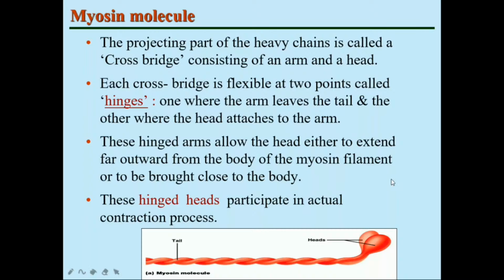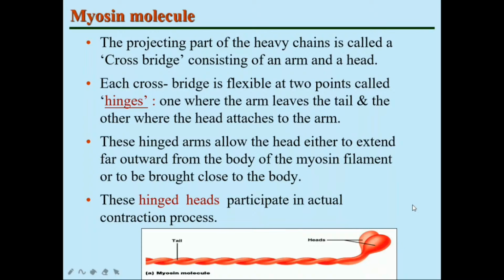Each cross bridge is flexible at 2 points called hinges. One where the arm leaves the tail, and the other where the head attaches to the arm. So you can see in this diagram, the cross bridge has 2 hinges, one at the junction of the head with the arm, and the other at the junction of the arm with the tail. So one flexible point is at the junction of the arm with the tail, and another at the junction of head with the arm.